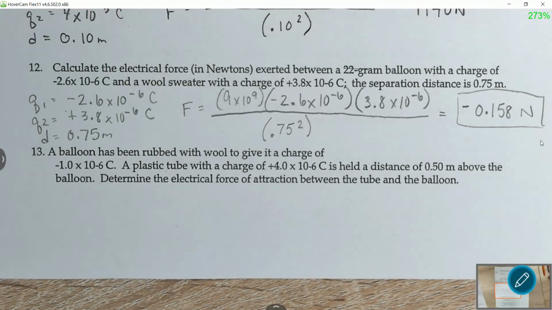Can I run and just make a copy of these 2 really quick for him? Thank you. It's this one and it's this one. Yes.